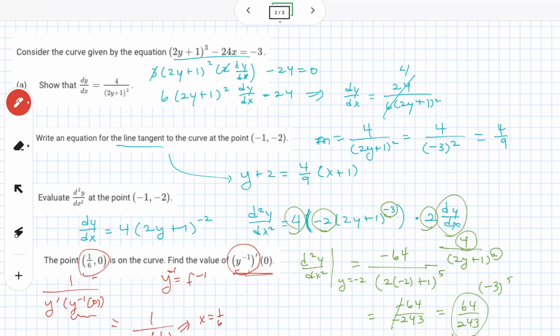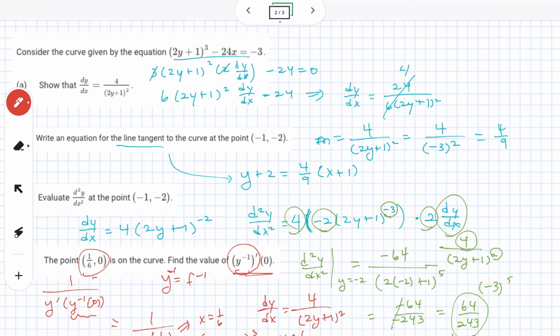Okay, now, interesting. So keep in mind, this is an x value of 1/6. But if I look at my y prime equation, back in part A, my y prime equation is 4 over (2y plus 1) quantity squared. So the x equals 1/6 is not particularly helpful.